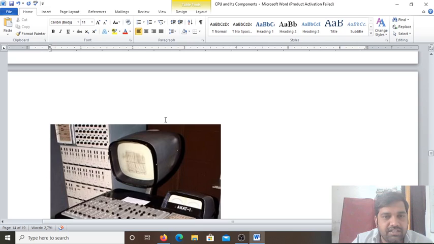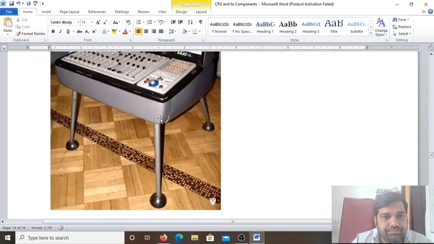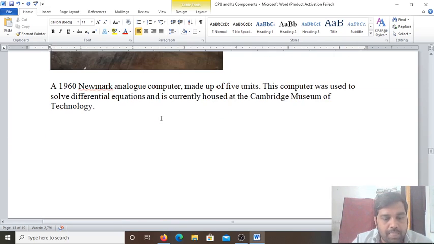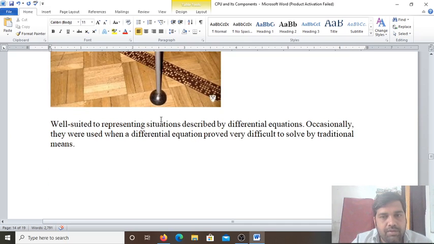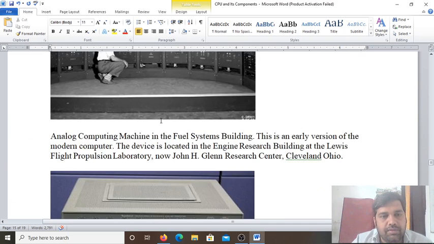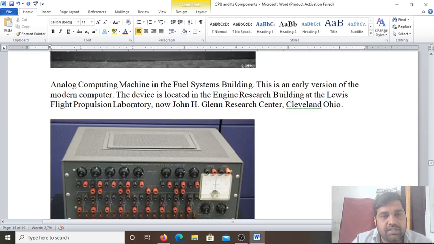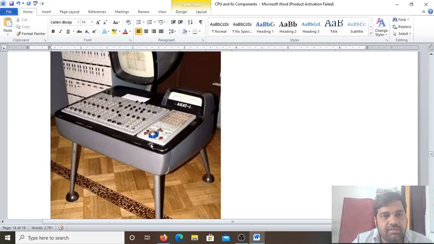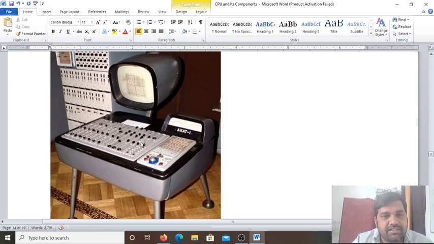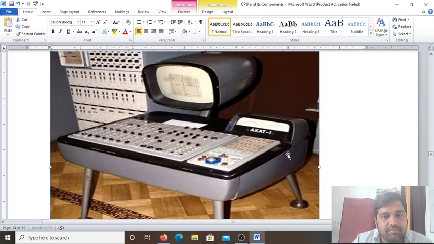Now, next you can see these are analog computing machines. This is also an analog computing machine. You can see this is an analog computing machine. This is the keyboard. This is its monitor.